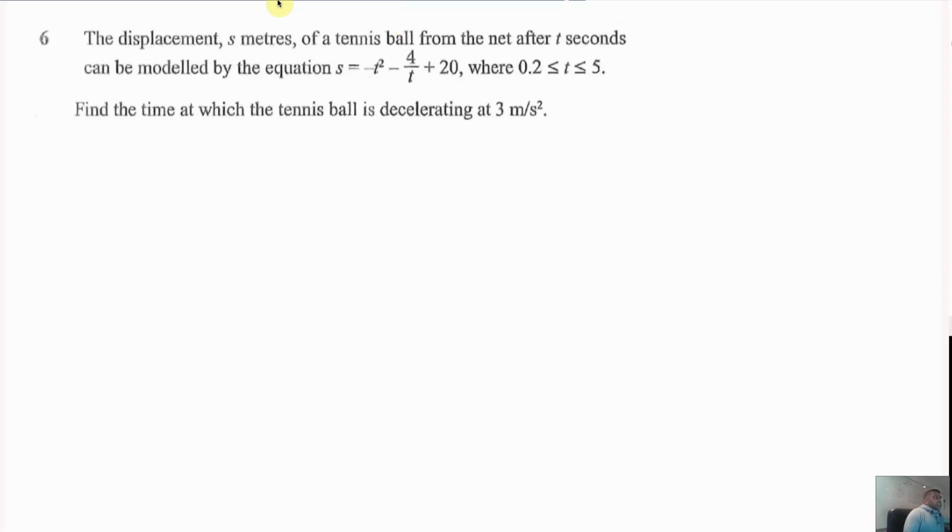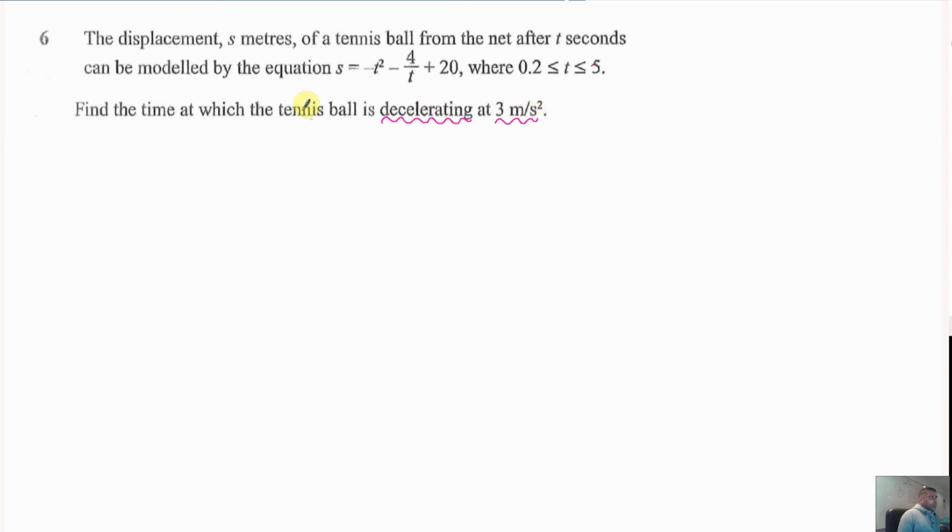Okay, question 6. The displacement s meters of a tennis ball from the net after t seconds can be modelled by the equation s equals minus t squared minus 4 over t plus 20, where the time interval is between 0.2 seconds and 5 seconds inclusive. We need to find the time at which the tennis ball is decelerating at 3 meters per second squared.